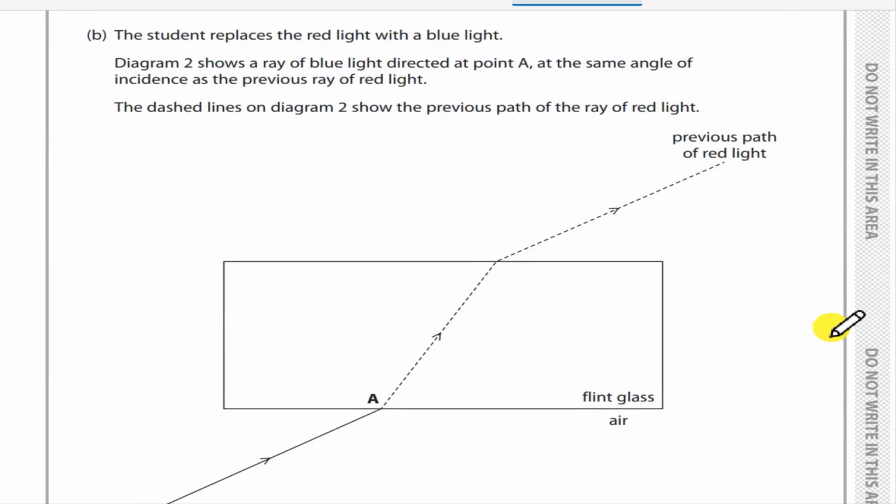Now question B. The student replaces the red light with a blue light. Diagram 2 shows a ray of blue light directed at point A at the same angle of incidence as the previous ray of red light. The dashed line on diagram 2 shows the previous path of the ray of red light.